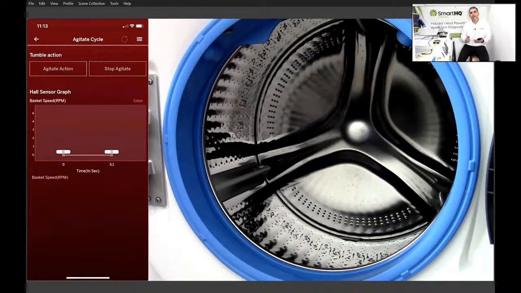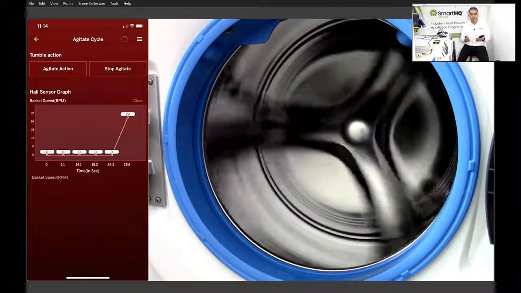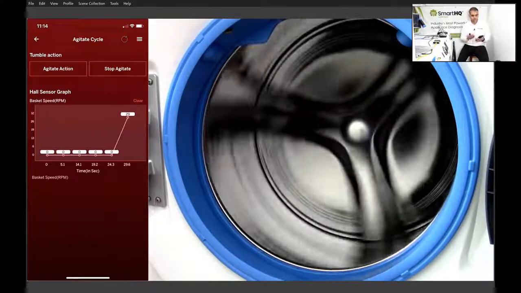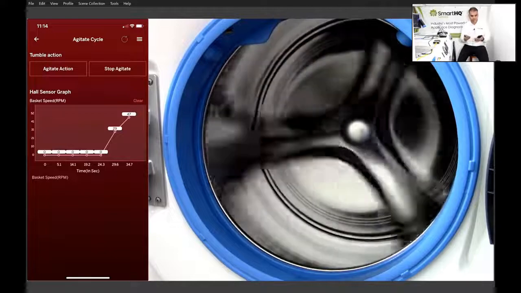What's going to happen here? The basket is going to rotate at a very low speed, maybe 50, 60 RPMs at most, somewhere in that neighborhood. It's going to rotate first clockwise or counter, it doesn't really matter, in one rotation. Then it's going to stop, and then it's going to rotate in the opposite direction. And as it's doing this, there it goes, it is going to display on the graph what the RPM of the basket is.